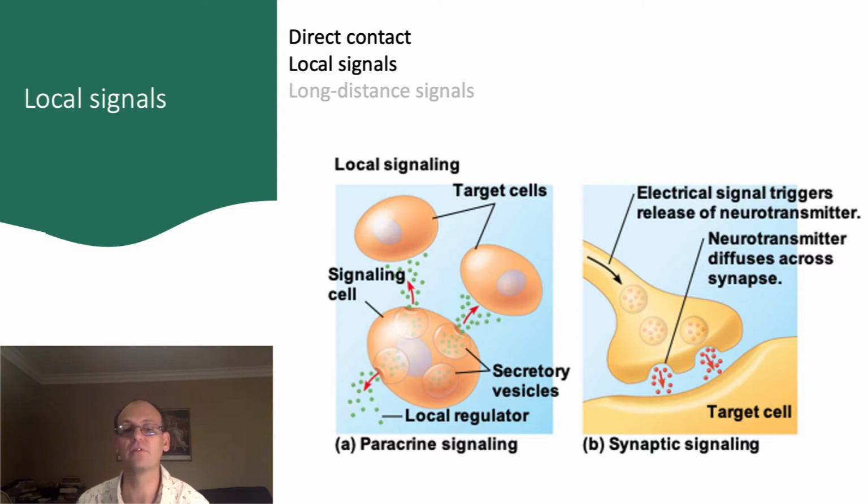Another type of local signaling occurs between neurons across the gap, or synapse, that separates neuron cells. Neurotransmitters are released by the presynaptic neuron as a result of an electrical signal reaching the end of the neuron. The neurotransmitters diffuse across that tiny synapse where they bind with receptors in the target neuron and can activate or repress the postsynaptic neuron from propagating the electrical signal.